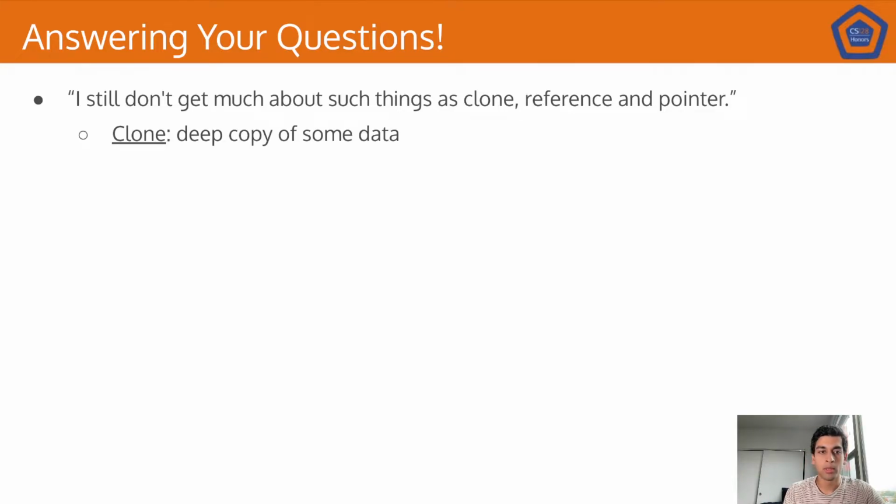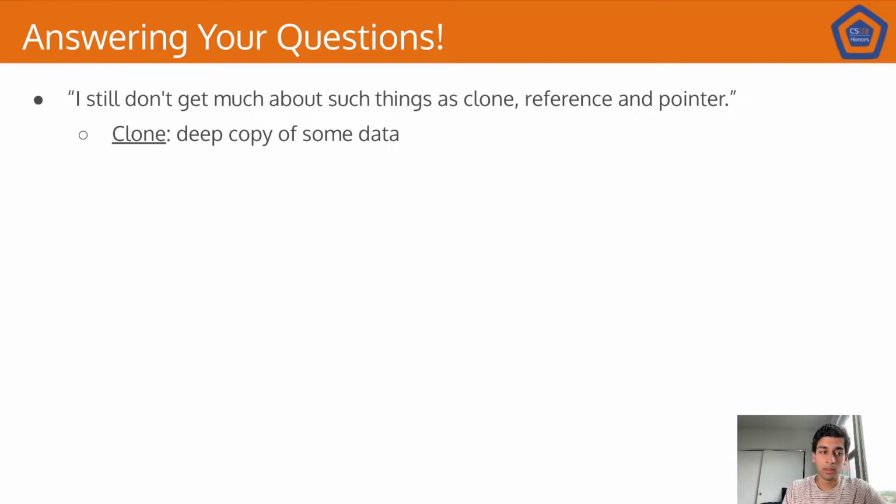So clone is some deep copy of some data. If I have some piece of data here, some vector, maybe a hash map, whatever it is, and I want to make a clone, I take a deep copy of it. So I look at all of the elements inside of it, I look at all of the fields, and I copy them to a separate copy. So if I modify the original copy, nothing will happen to the new copy. And if I modify the new copy, nothing will happen to the original.